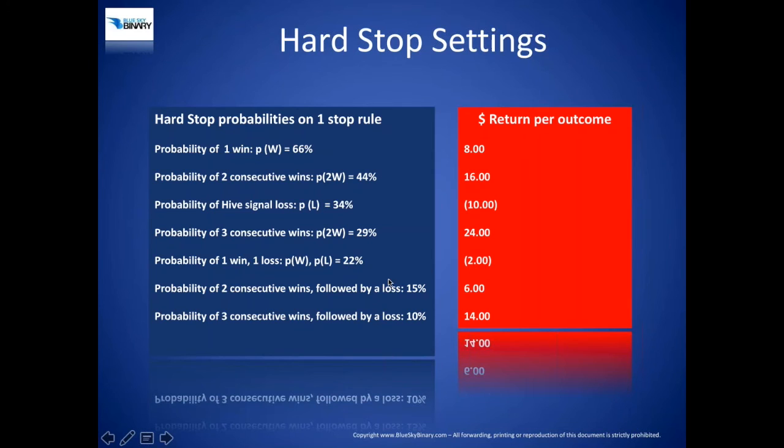And then, of course, the probability of 2 consecutive wins followed by a loss is $6 profit, and the probability of 3 consecutive wins followed by a loss is $14. This is the return. So if these outcomes happen here, this is what this would mean for your P&L per trade. So what you're seeing here is that by following a 1-stop rule, in general, it's probably going to be profitable, given that the underlying win rate of Hive is 66%.